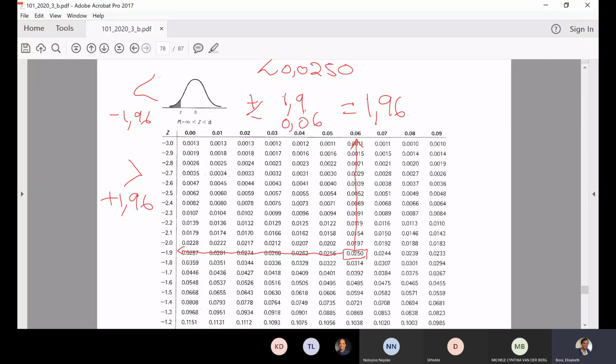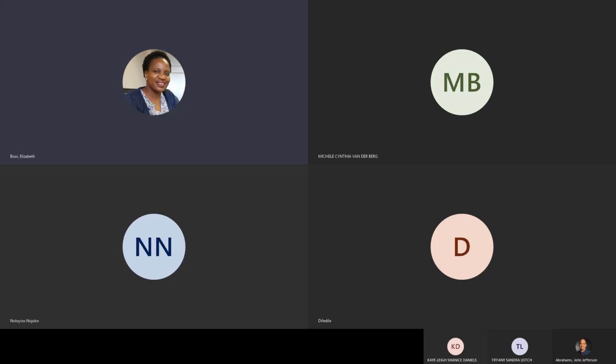So now I should share my screen, but I have so many things open on my screen. It's going to complicate our lives.